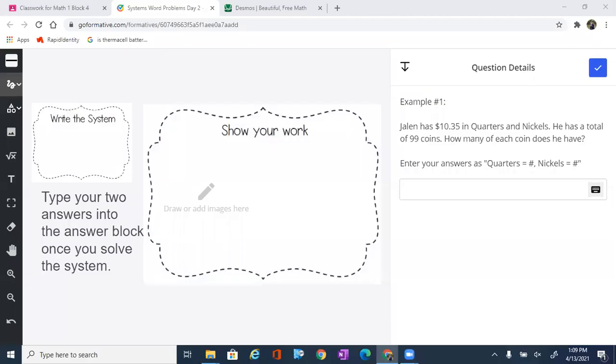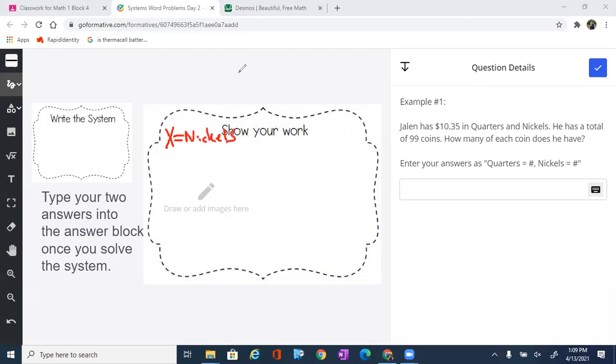So it says Jalen has $10.35 in quarters and nickels. He has a total of 99 coins. How many of each coin does he have? All right, so just like we were working on with the find the two missing numbers problem, these are very similar, except in this case we are going to be adding value to the quarters and the nickels. So we're going to start by saying, let's say X is the number of nickels.